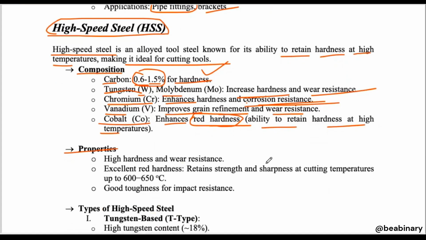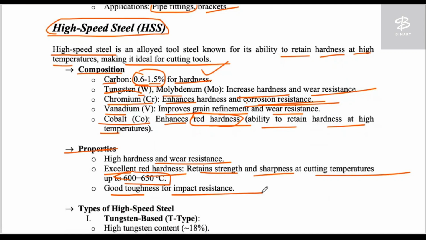So we talk about the properties. Higher hardness and wear resistance are properties of high speed steel. Excellent red hardness, retaining strength and sharpness at cutting temperatures up to 600 to 650 degrees C. Good toughness for impact resistance.